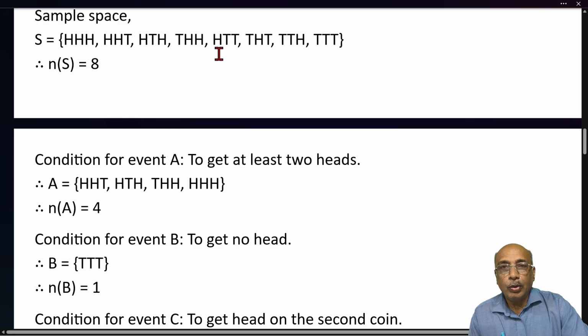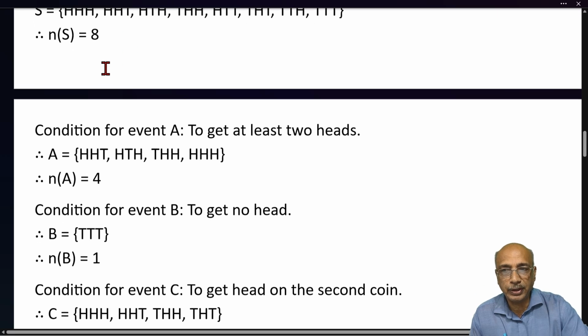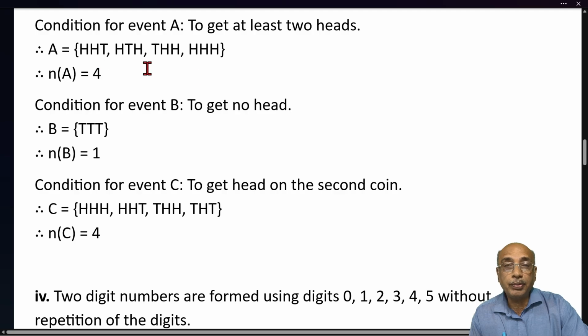Again, first head, 2 tails. Then head goes in between, two tails. Two tails come first, and then head comes. And then all tails. Apply the logic here: the tail is shifted from last to first, and the head is shifted from first to last, and then all the tails. So N(S), the total number of elements here, is 8. Sample space is 8. Conditions are very important.